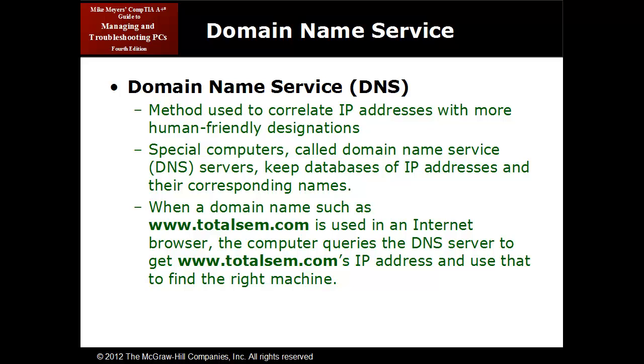We don't do it very often, though. We end up trying to remember things by their name. If I want to get to CNN's website, I don't look up or use a number. I type in CNN.com. How does that get translated to a number then? That gets translated to a number through the domain name services. It's a method you use to correlate IP addresses with more human-friendly designations. Special computers do this. They're called domain name servers, and they keep databases of all this. So if I look up totalsem.com in an internet browser, the DNS server at some point or another shows that.